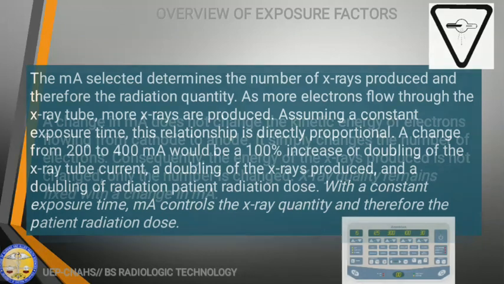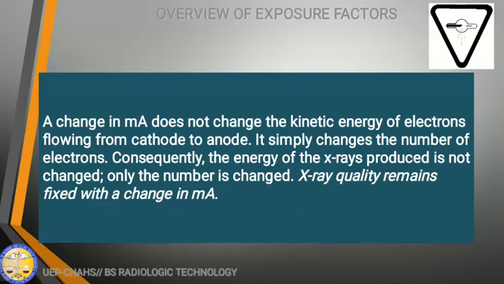A change in MA does not change the kinetic energy of the electrons. Take note, from the cathode to the anode. What controls that again? Very good, KVP. So MA simply changes the number of electrons. Consequently, the energy of the X-rays produced is not changed. Only the number is changed.